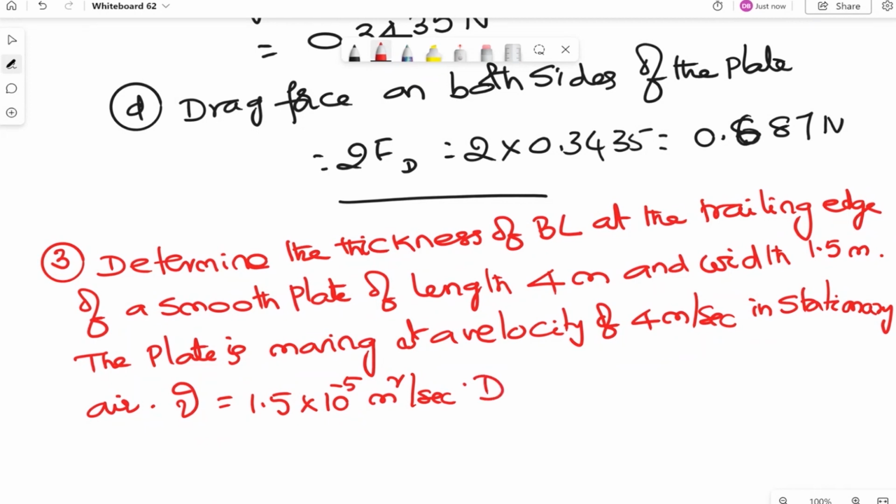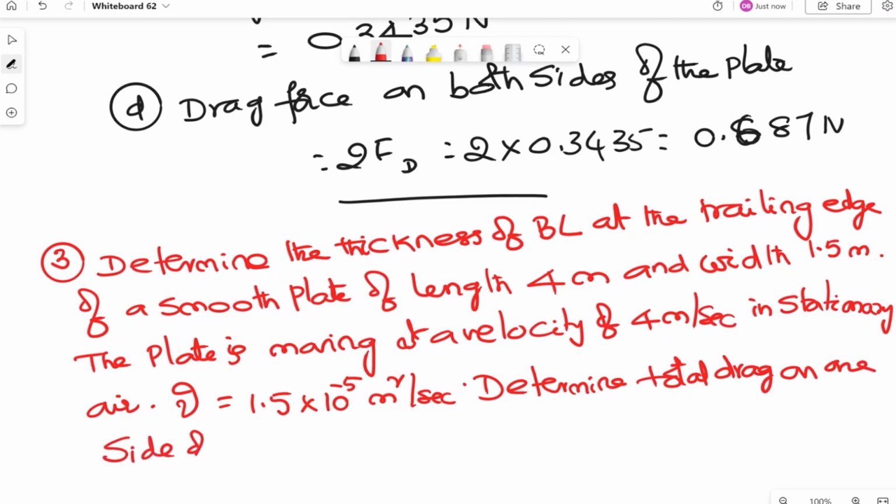Determine the total drag on one side of the plate. Rho air is equal to 1.226 kg per meter cube.